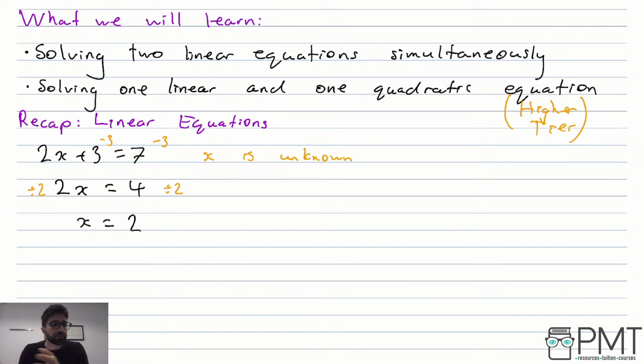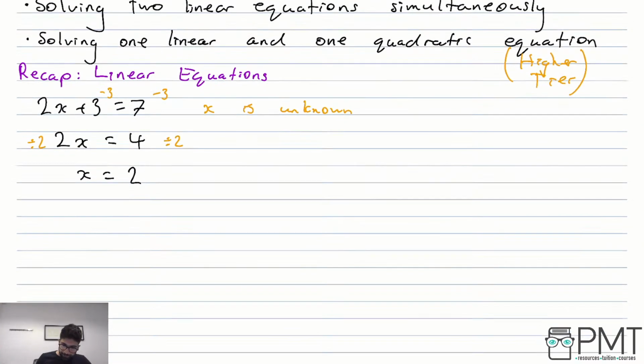The only unknown here was an x. But what we are interested in today is seeing what happens when you have two unknowns. Instead of just an x, let's see what happens when you have two of them. So you have two unknowns, which are an x and a y. Usually those are going to be the variables, but it could be anything else. It doesn't matter. The idea is you have got two unknowns.